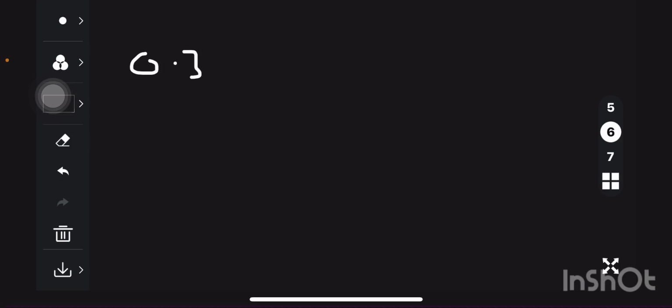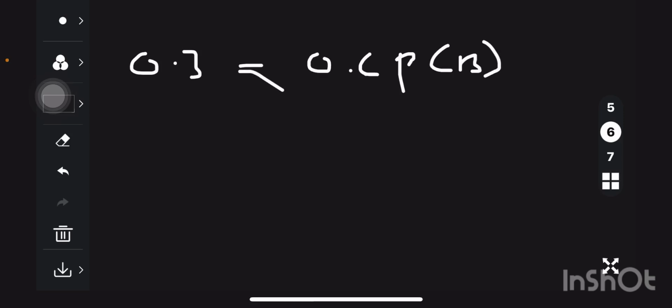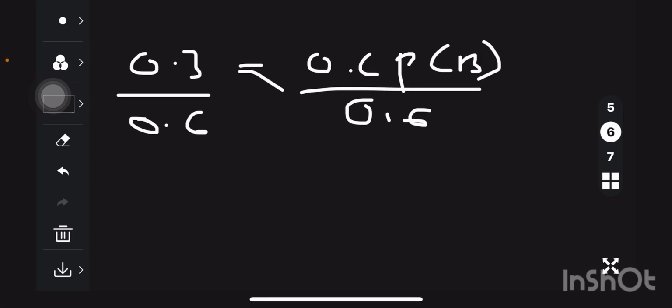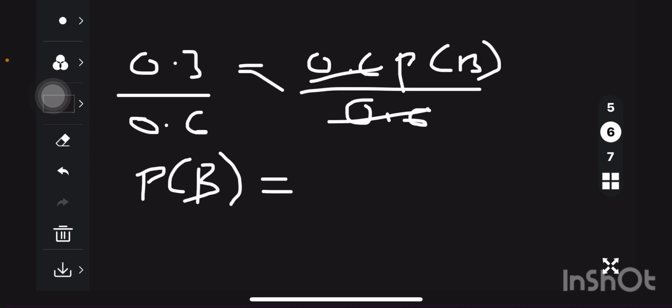Let's move to the next slide. So 0.3, this is what we have, equals 0.6 times the probability of B. So we divide through by 0.6, this cancels this, so the probability of B, if the events are independent, is equal to 0.5. If you punch this in the calculator, this is what we should get.